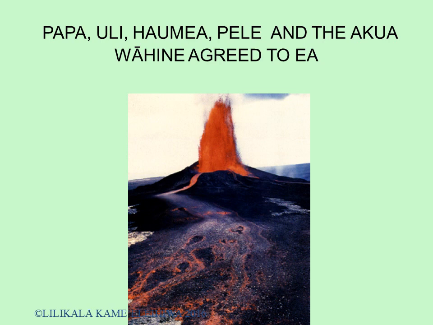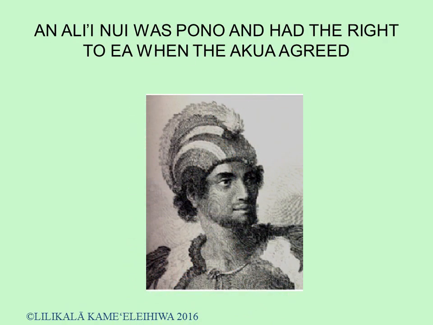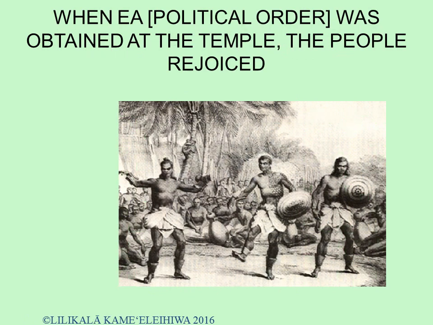So there are certain ceremonies where they are called upon in the Luakini temple to agree that the men have done the right thing in order to achieve Ea, since it's a gift of the female Akua in the first place. And Ali'inui was Pono and had the right to Ea when the Akua agreed. When Ea, or political order, was obtained at the temple, the people rejoiced. This is what David Amano tells us. The people rejoiced.